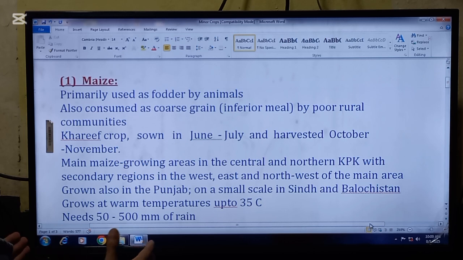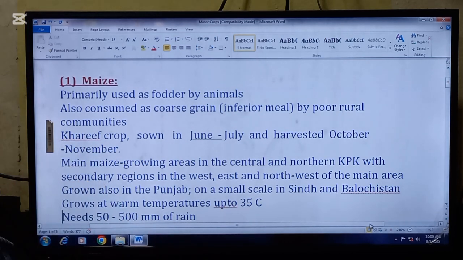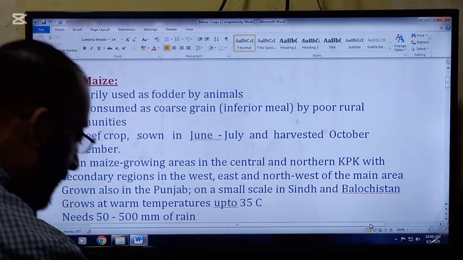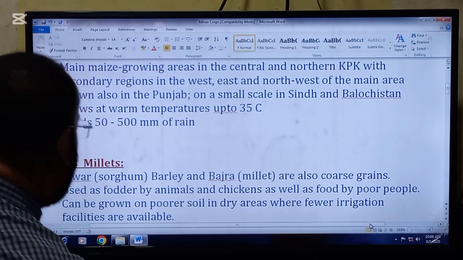Grows at warm temperature up to 35 degrees C. So this is the temperature that is required for the growing of the maize. Needs 50 to 500 millimeter of rain. So water is required in less quantity.